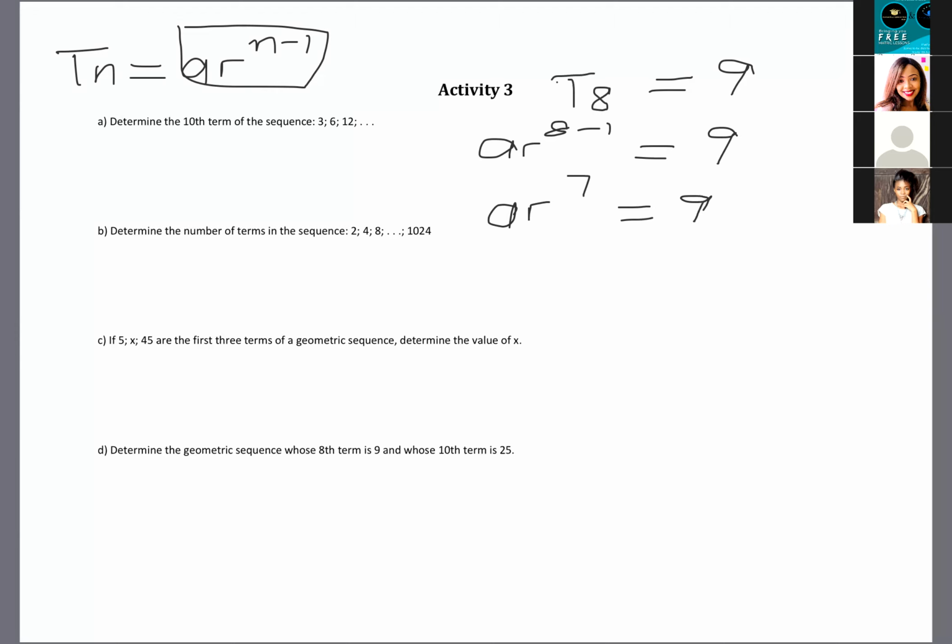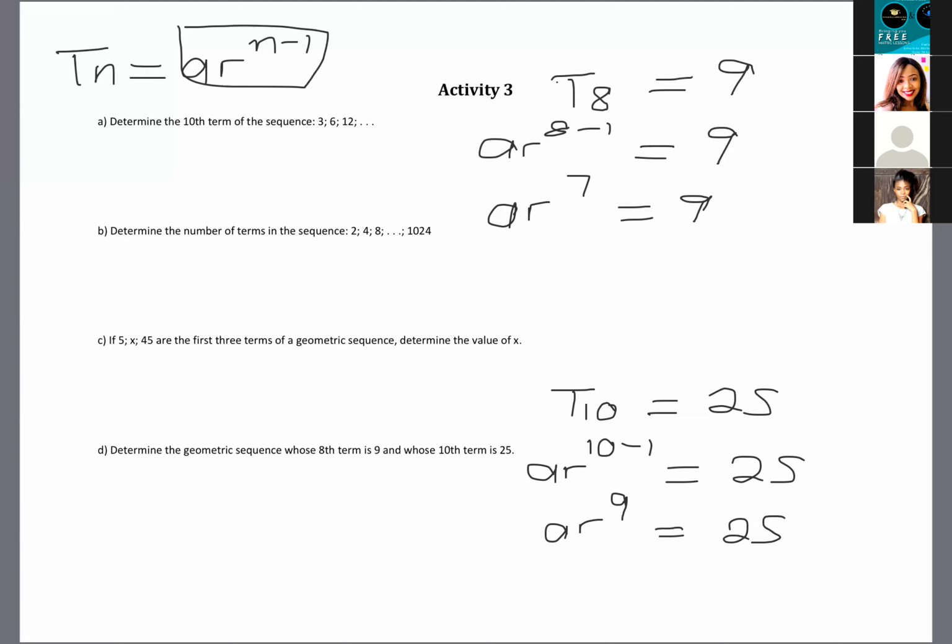And then I'm going to move over to this 10. They say that my 10th term is equal to 25. So I'm going to say T10 is equal to 25. And then I come back here to my Tn is equal to ar to the power of n minus 1. So I'm going to say a, which I don't know the value of, r, I don't know the value of it. I do know that my n is 10 minus 1, and that is equal to 25. And then I'm going to say ar to the power of 9 is equal to 25. Are you with me? Yes, ma'am.